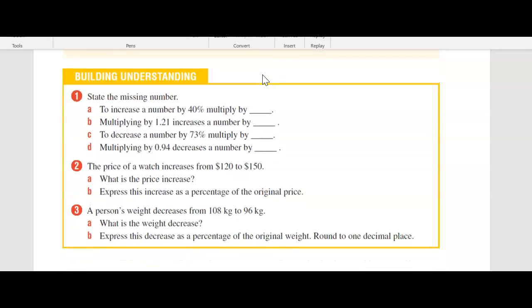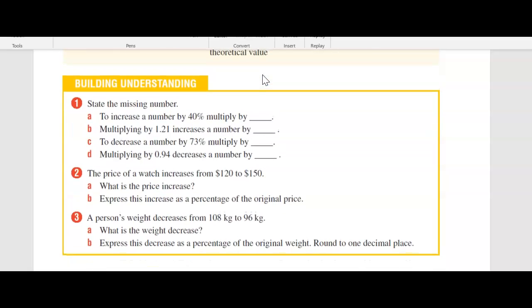All right, so let's go through some building understanding. To increase a number by 40%, multiply by, so we take the original percentage amount and we add 40%. Not 400. Which is 140%. Now, if we're doing that as a multiplication factor, it's 1.4. So the 140 as a decimal is 1.4.